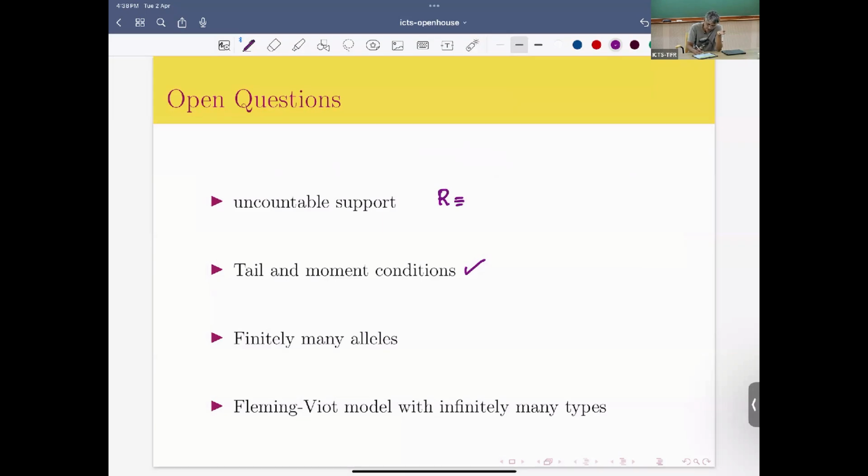I did only the two-type model. You could do finitely many alleles. There's no problem. This is very hard to do, I think. These are very hard to do. Almost impossible. If you have infinitely many types, it's called Fleming-Viot, and it's very hard. I'm done. Thank you.